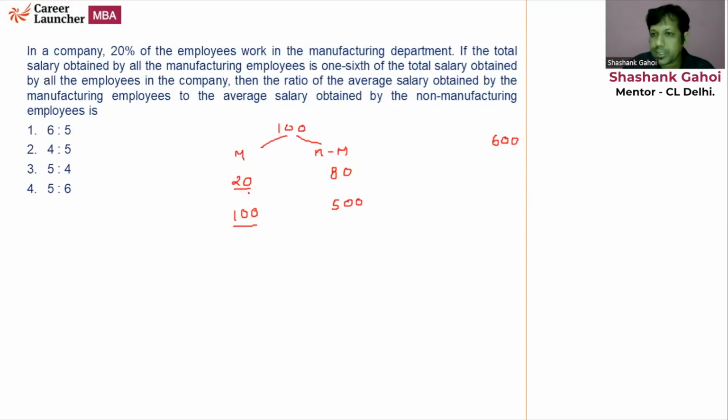The total salary of manufacturing employees is 100, and the number of manufacturing employees is 20. So the average salary is 100 upon 20, which is 5. The total salary of the others is 500, and the number of employees is 80, so the average salary is 500 divided by 80. So this gets cancelled out, and I am going to say 8 into 5 is 40 is to 50. So the ratio comes out to be 4:5. So the answer to this question is option 2, that is 4:5.